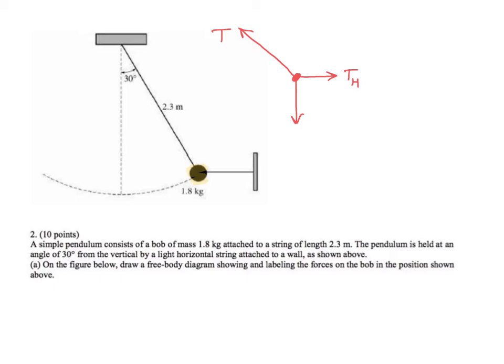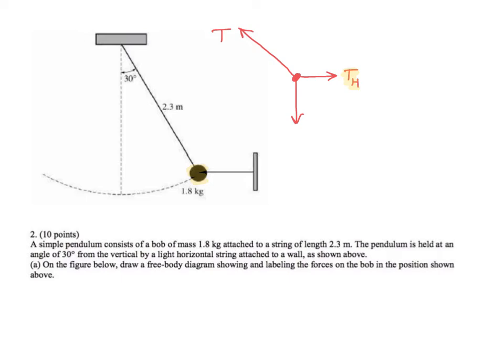And it wants you to draw a force diagram below and label the forces on the bob in the position above. I kind of did that for you here. I didn't label the downward force. I'm assuming you can do that. I distinguished between the horizontal tension force, which I called TH. Those are two different strings, so they can have different tensions. The one to the right I called TH. The one up to the left at an angle I called just T. So it asks you to calculate the tension in the horizontal string in part B.